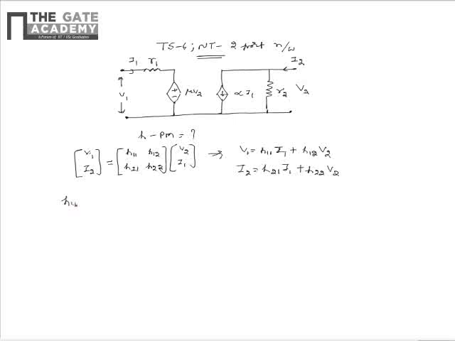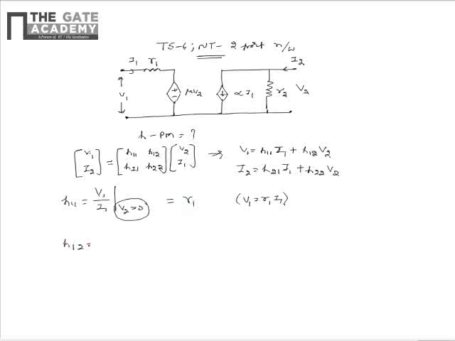From this we can say that H11 can be written as V1 by I1 when V2 is equal to 0. V2 is equal to 0 means output terminals are shorted, and we see that when output terminals are shorted, as V2 is equal to 0, V1 can be written as R1 I1 as the voltage of the dependent voltage source is 0. From this, H11 can be written as R1.